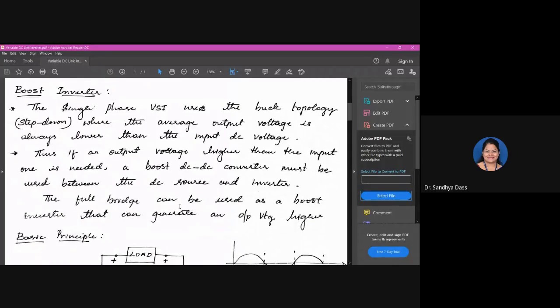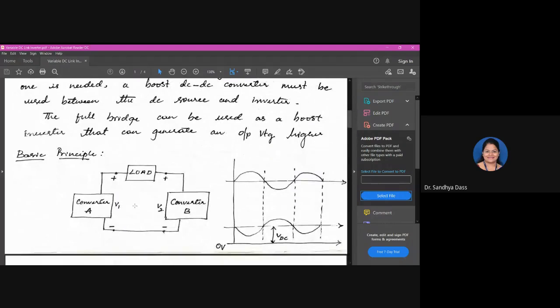So in the full bridge inverter network that we observed in the previous session, if we are using the full bridge circuit as a boost inverter to generate an output voltage higher than the input voltage, the basic principle that can be used is this. Using the full bridge network, you arrange it in such a way that you are using two converters, say converter A and converter B, okay?